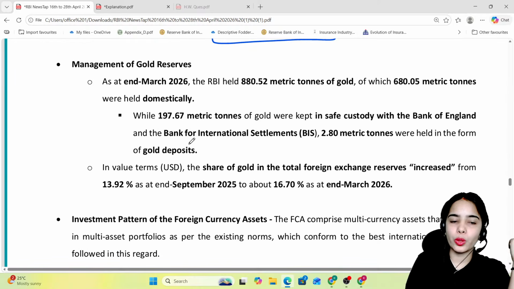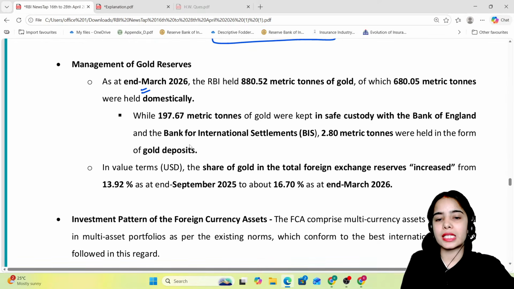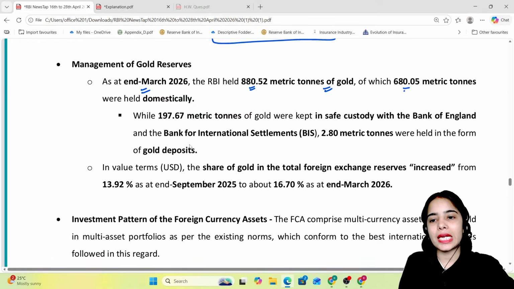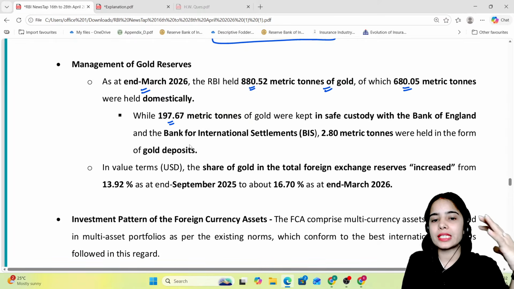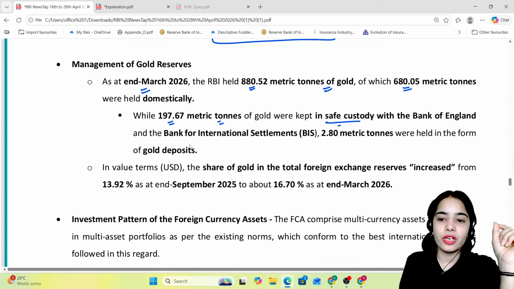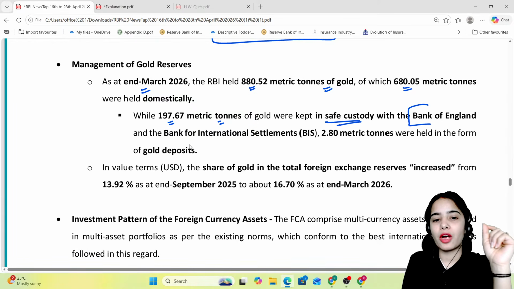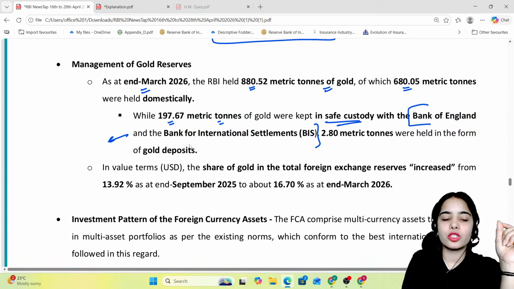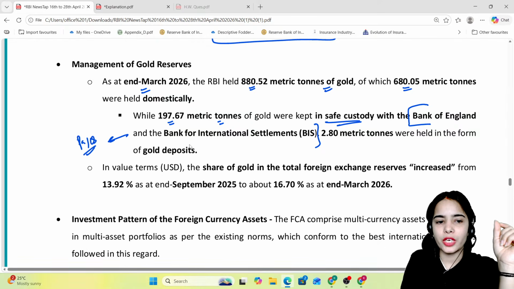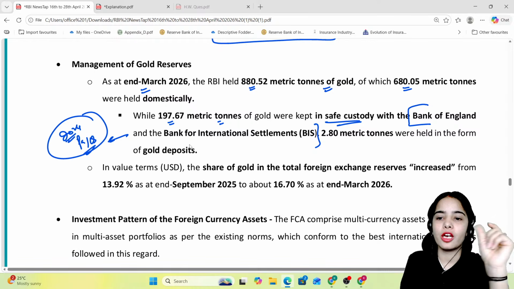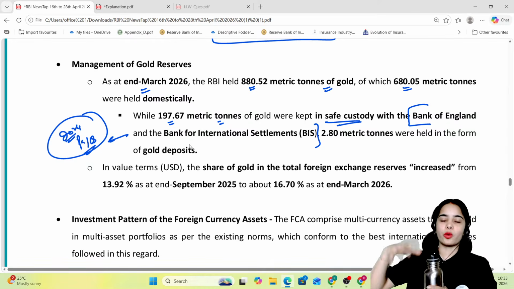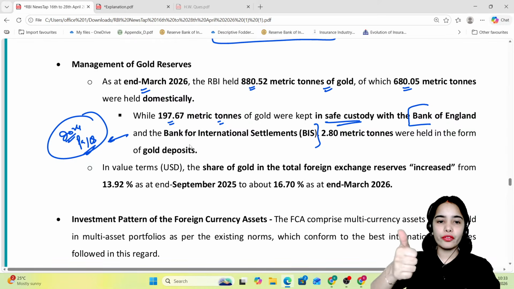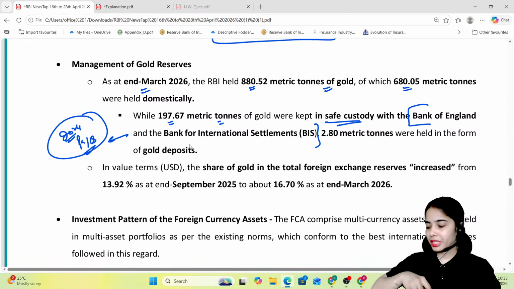Coming to the management of gold reserves, as at the end of March 2026, the RBI held 880.52 metric tons of gold, of which 680 metric tons is held domestically, while 197.67 metric tons of gold is kept in safe custody with the Bank of England and the Bank for International Settlements. From this point also, there was a previous year question. In 2024, I think the question came in phase 1: where do we keep the gold in safe custody outside India? We keep it in the Bank of England and the Bank for International Settlements. Remember this, okay?